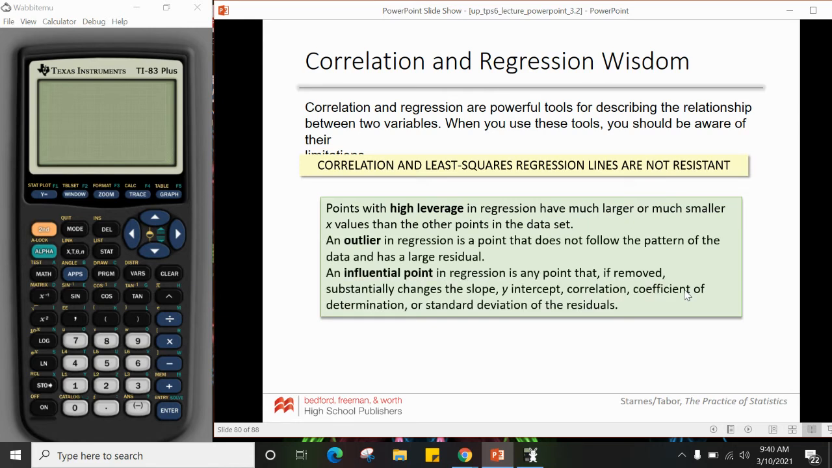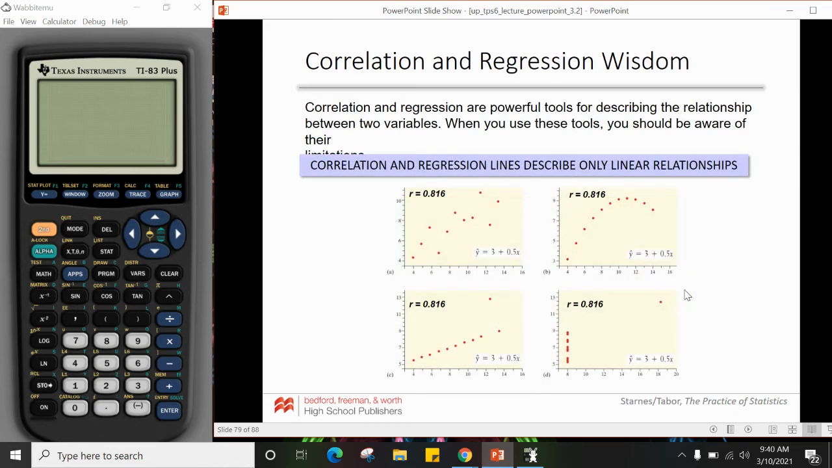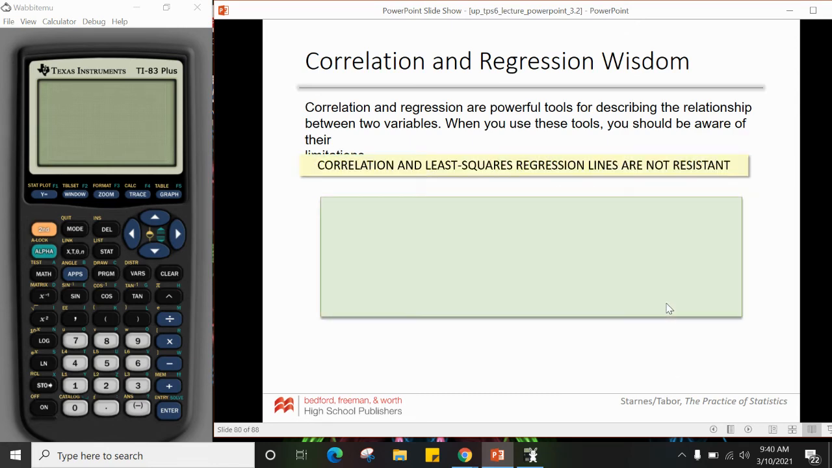There are 3 important vocab words. Points with high leverage in regression have much larger or much smaller x values than any other point in the data set. So let's look at this. We'll say this point here is a high leverage point because it is much larger than the x values that we had before.